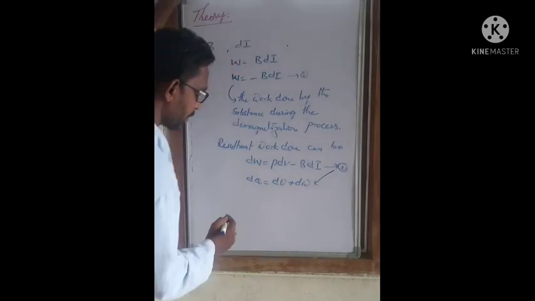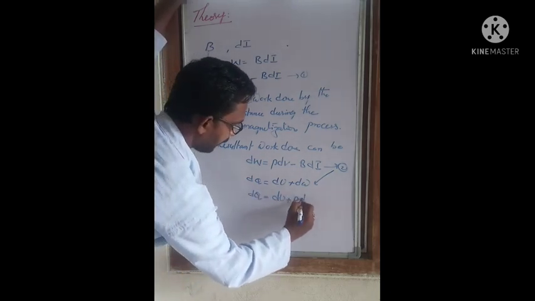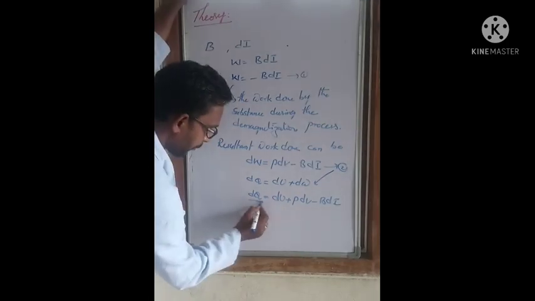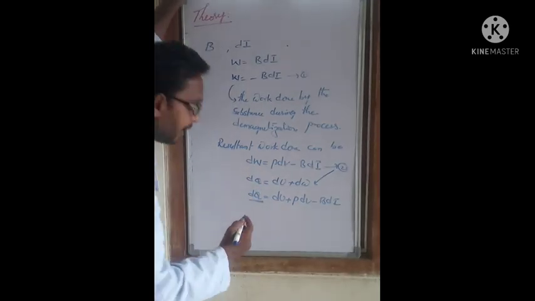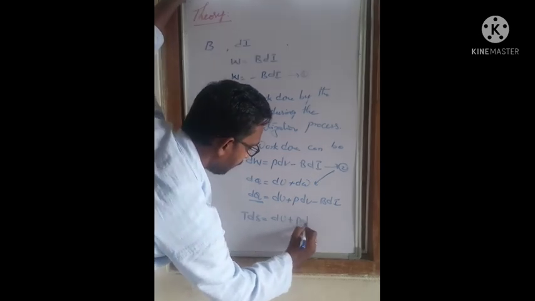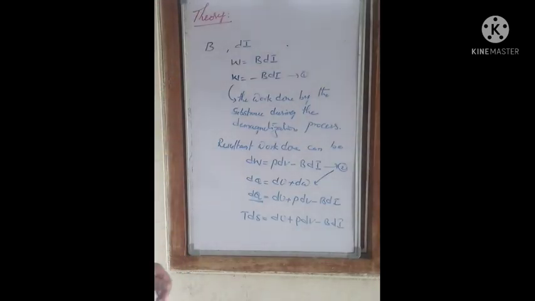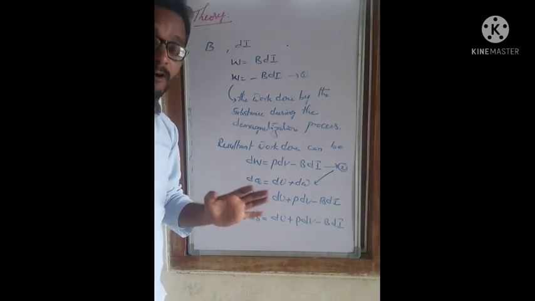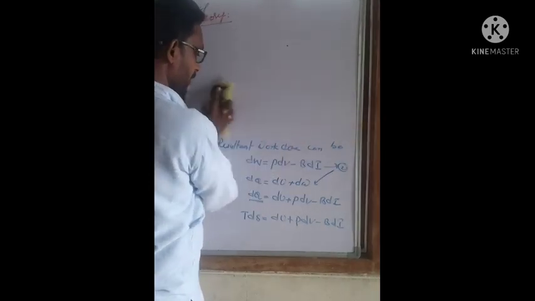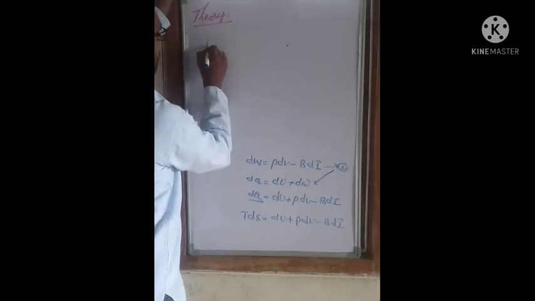Substitute equation 2 in this equation. Then we get dQ equal to dU plus P dV minus B dI. What is dQ? According to the thermodynamic second law, dQ equals T dS. Write down T dS equal to dU plus P dV minus B dI. Now, let us assume the demagnetization process takes place at constant pressure.